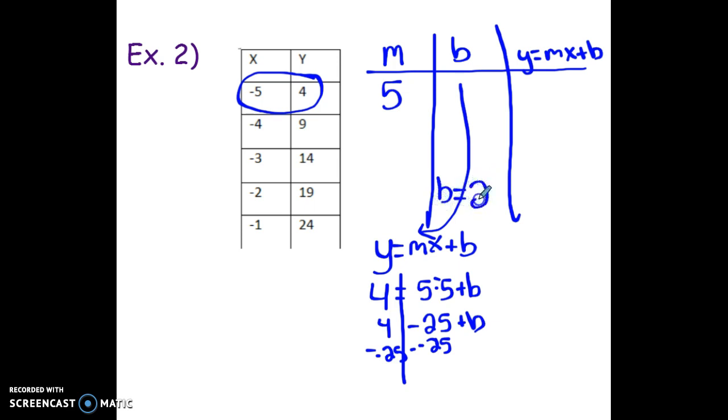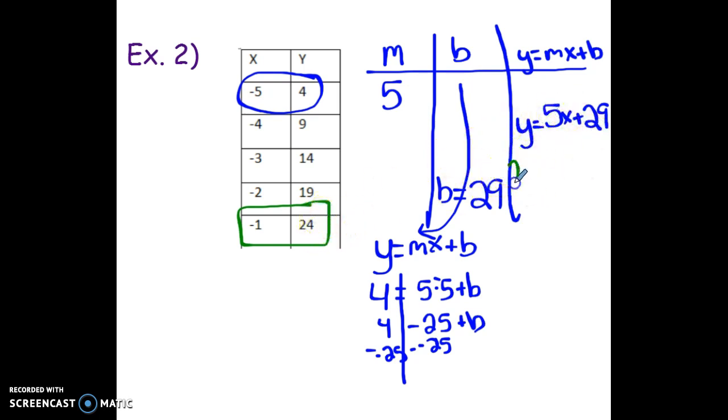Now, if that seems crazy to you, let's just write our final equation. So this is our slope, put it with x. This is our y-intercept, 29. And let's just make sure that's right. If we want to make sure it's right, we can choose a different point. Let's choose, you know what, this one. Anytime I see a 1, I'm like, ooh, I want that one. That's nice to work with. Let's just plug this in and make sure our equation is a true statement.